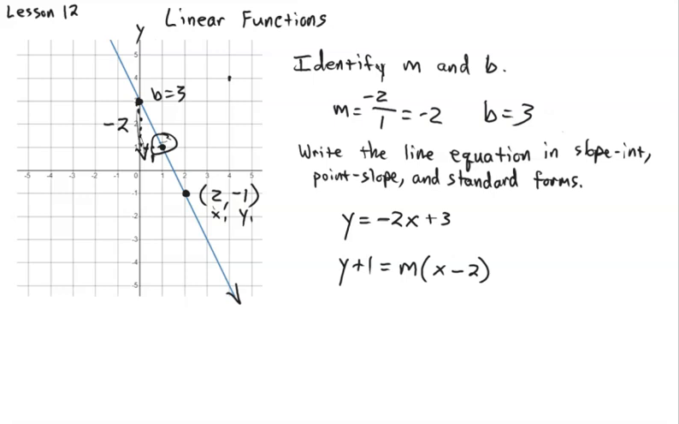I'm sorry, I'm not supposed to put an m there. Excuse me. We gotta put the slope there, and the slope is -2. There we go. So y plus 1 is equal to -2 times x minus 2. And so these two lines are the exact same line.